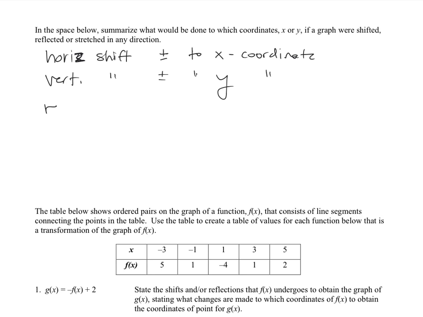Okay, let's see. We've got a reflection over the x-axis. It would negate the y values. And if we reflected over the y-axis, we would negate the x values.